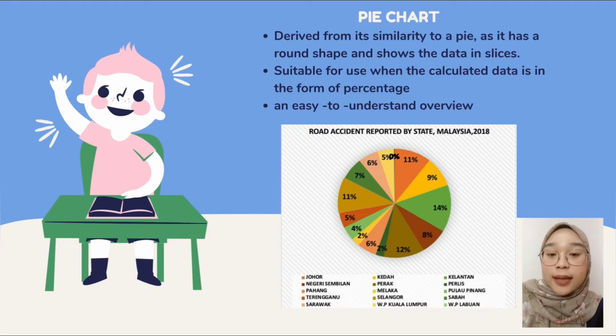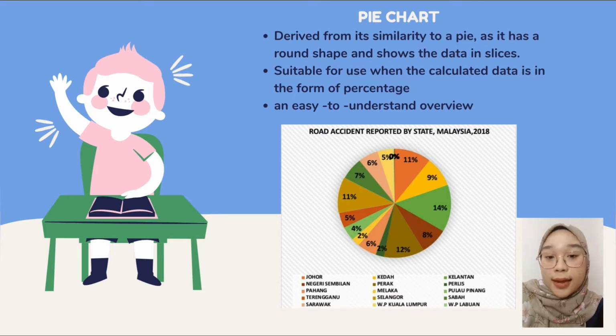For the pie chart, as we know, this chart is named from its similarity to a pie, as it has a round shape and shows the data in slices. This pie chart is suitable for use when the calculated data is in the form of percentages. A pie chart provides data as an easy to understand overview.